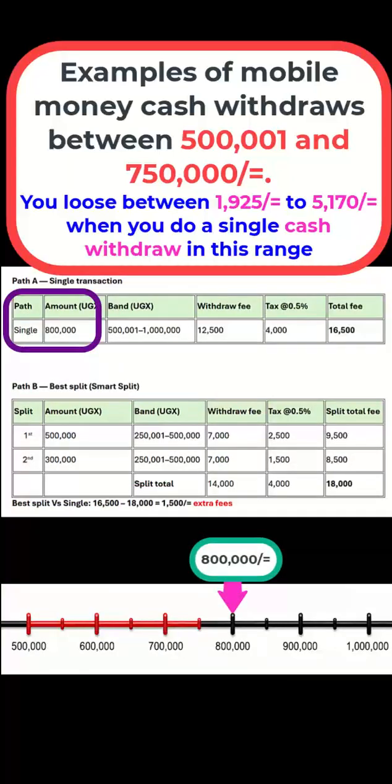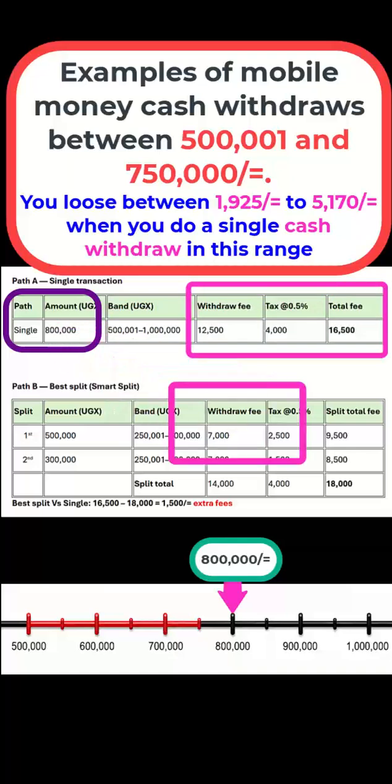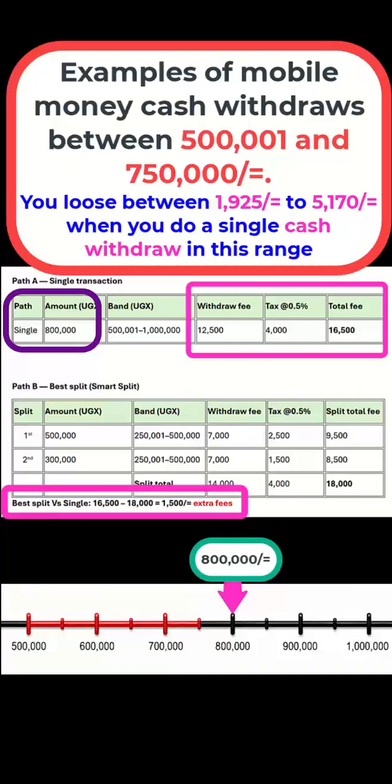This is outside the cannibalism range, as you can see on this horizontal line. As you can see in the table, a single withdrawal costs 16,500. But if you try to split it, it actually costs 18,000 shillings, which is 1,500 shillings more expensive than doing a single transaction. So in this case, a single transaction is the best option.